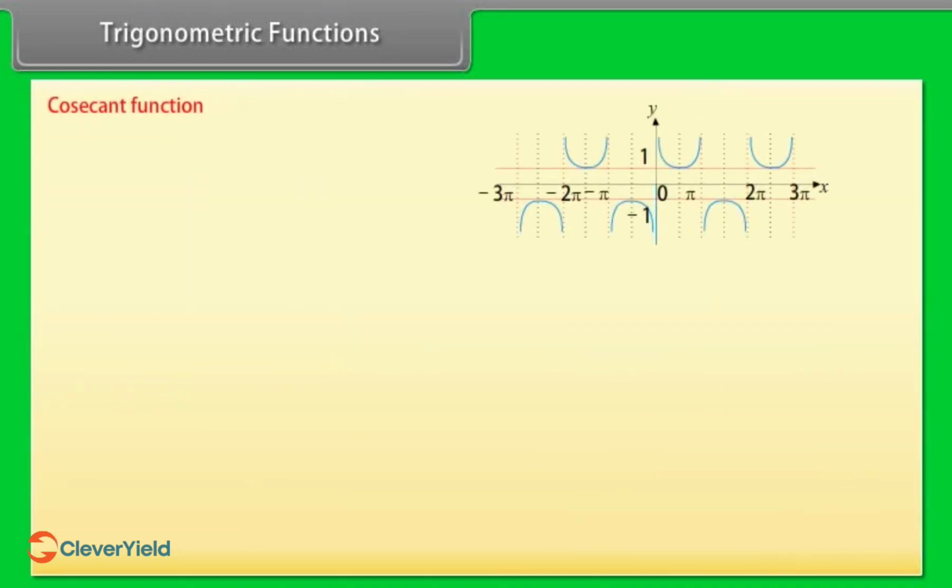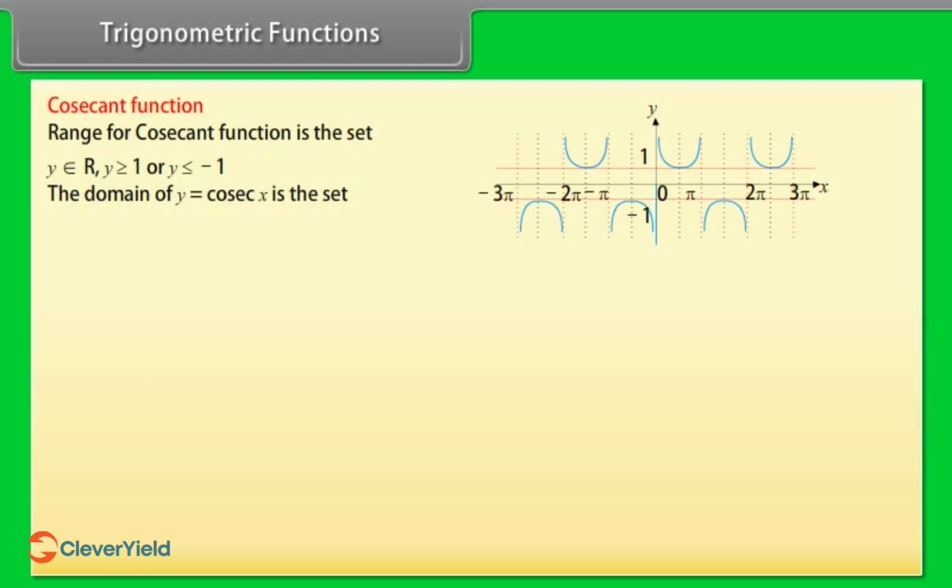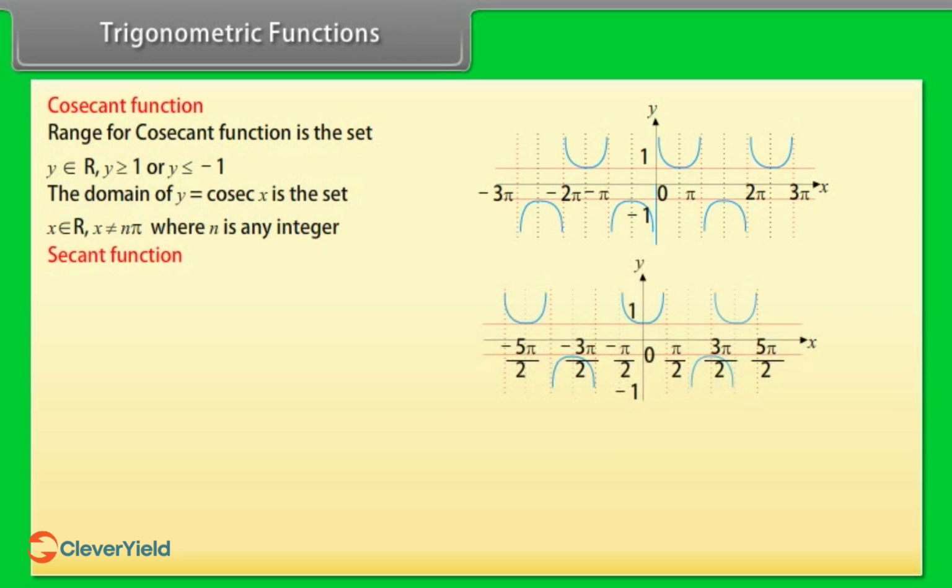Cosecant function. Range for the cosecant function is the set y belongs to real numbers, y greater than or equal to 1 or y less than or equal to -1. The domain of y equals cosec x is the set x belongs to real numbers, x not equal to n pi, where n is any integer. Secant function. Range for the secant function is the set.